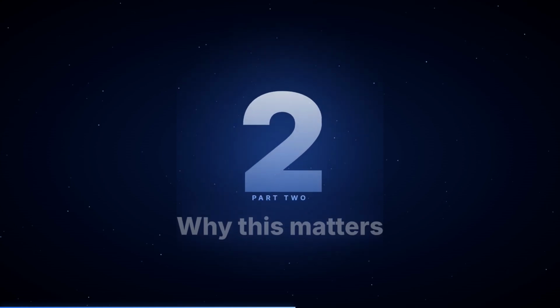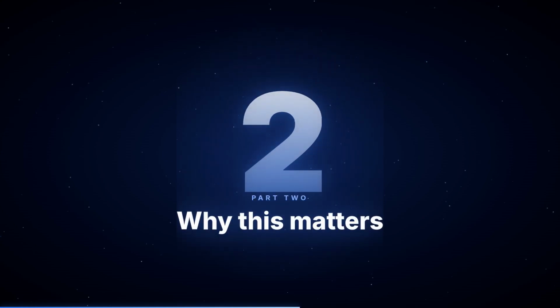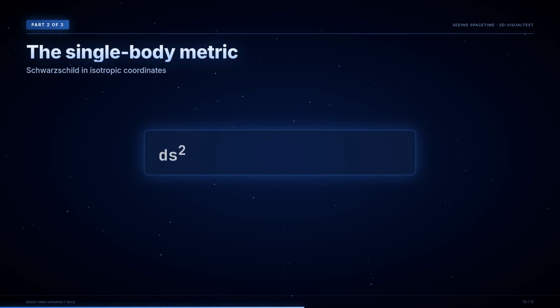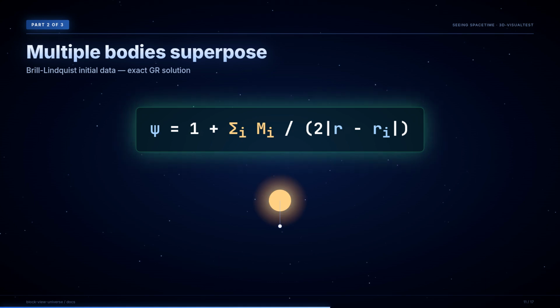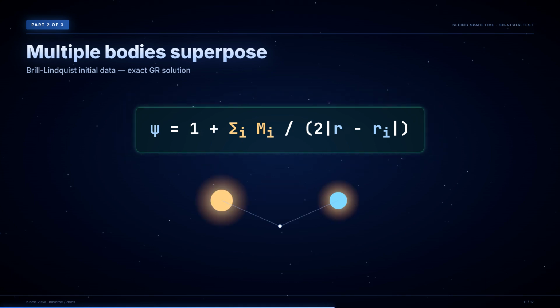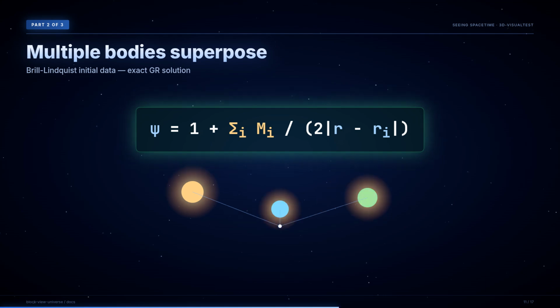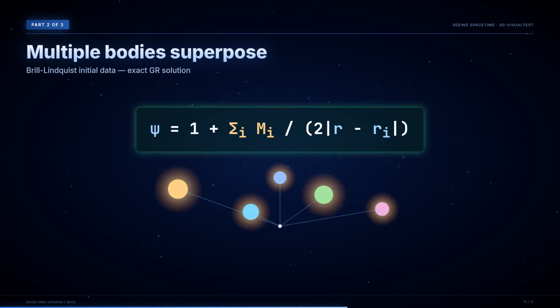Part 2, why this matters. The physics underneath is not an analogy. It is general relativity. For a single non-rotating black hole, the spatial metric in isotropic coordinates has a simple form. There is a conformal factor, psi equal to 1 plus the mass divided by twice the radial distance. Every spatial measurement scales by psi to the 4th power. For multiple bodies, the factor superposes. Psi becomes 1 plus the sum over all bodies of their mass divided by twice the distance to each. That is called Brill-Lindquist initial data, and it is an exact solution to the constraint equations of general relativity for a moment when all the bodies are at rest.